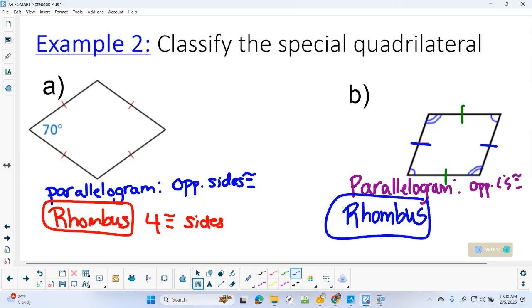And again, you don't have to explain, but you know I can't help myself. Four congruent sides. That was a sneaky one, but I like it.